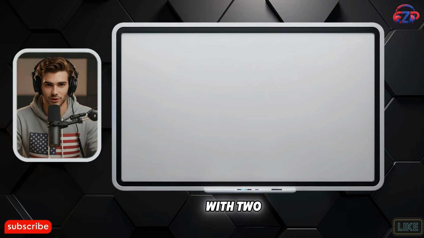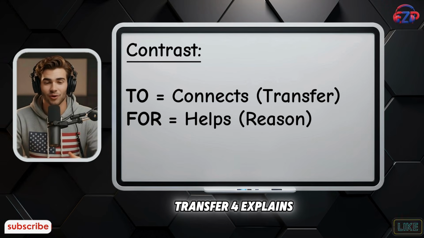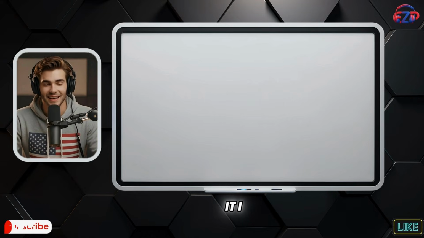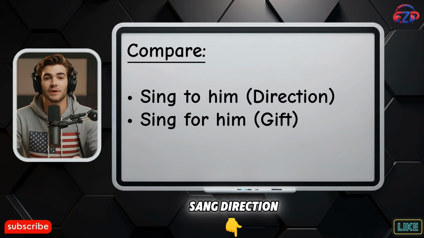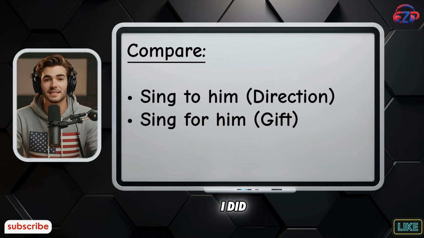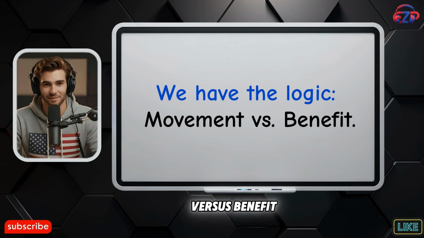Contrast this with to. To connects two people, transfer. For explains the reason or the benefit. Why did you do it? I sang to him. I looked at him and sang. Direction. I sang for him. It was his birthday. I did it to make him happy. We have the logic, movement versus benefit.